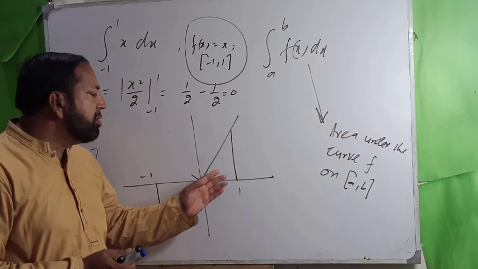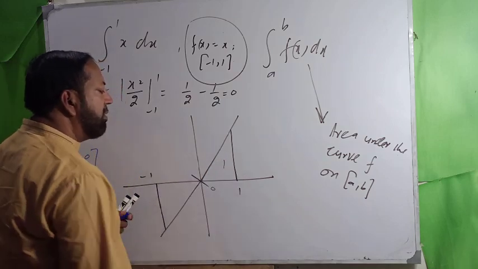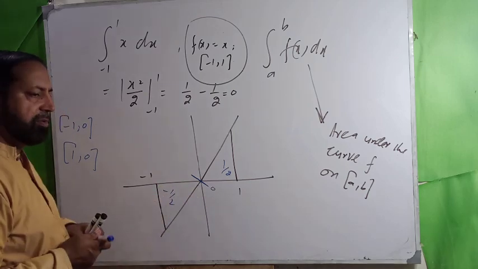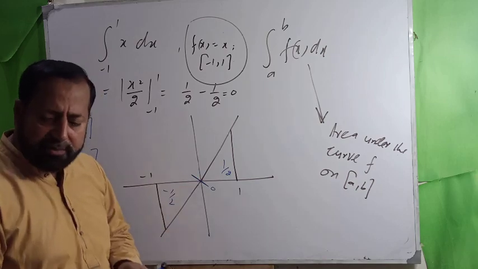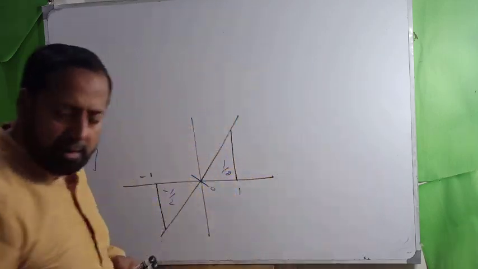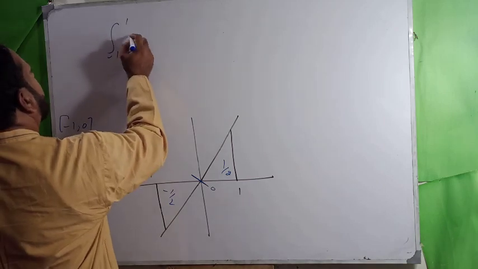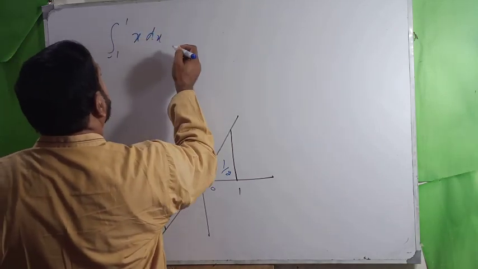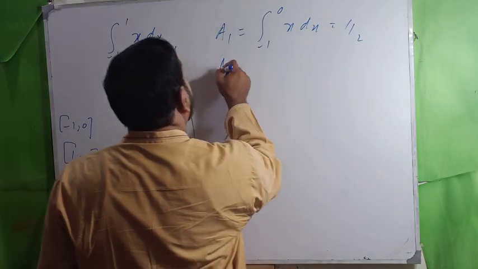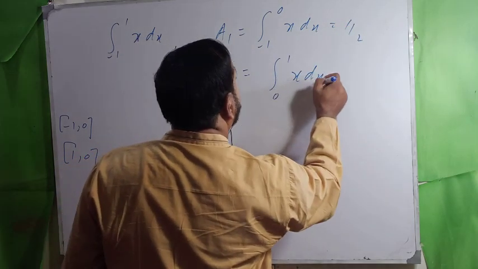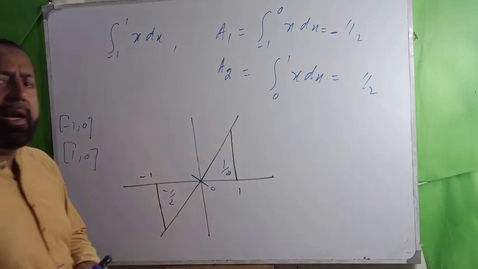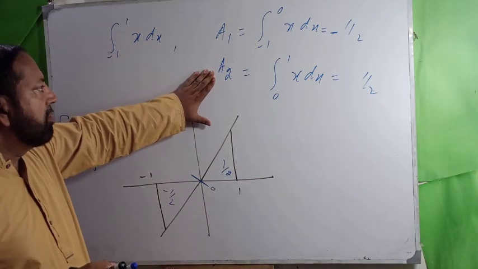So the integral from 0 to 1 is giving you the value 1 by 2, and the integral from minus 1 to 0 is giving you the value minus 1 by 2. So if you add up these two, the integral from minus 1 to 1 of x dx is the integral from minus 1 to 0, which is minus 1 by 2, plus the integral from 0 to 1, which is 1 by 2. So if you add these two directly, A1 plus A2, you are finding an integral.